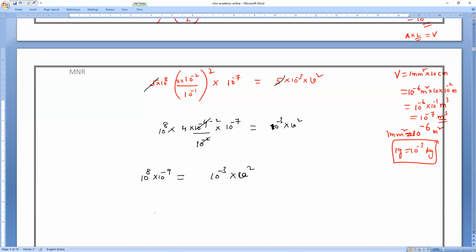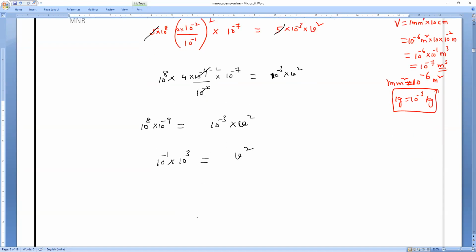So now 10 power minus 3 will come to this side, and this becomes 10 power minus 1. Then 10 power 3 is equal to v square. So now v square, how much will it come to? Anybody? If we are making a calculation mistake somewhere, let me know. Anywhere any mistake in the calculations?